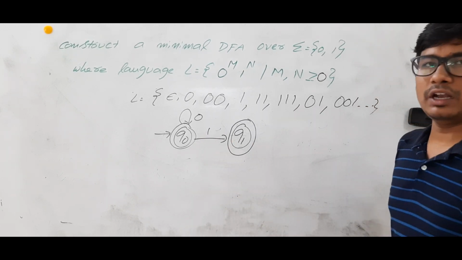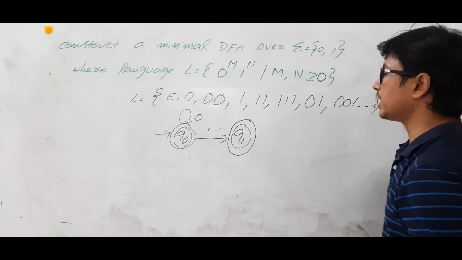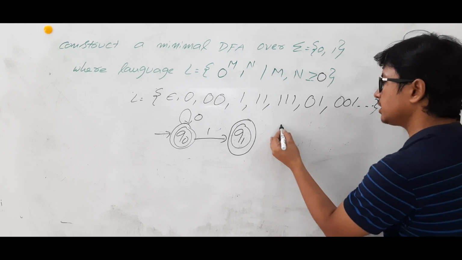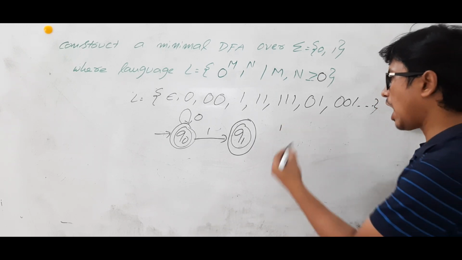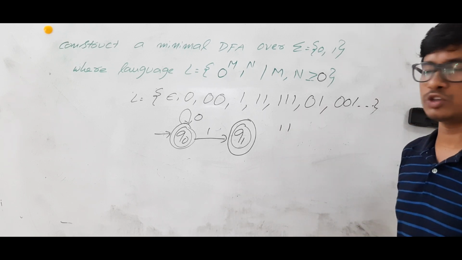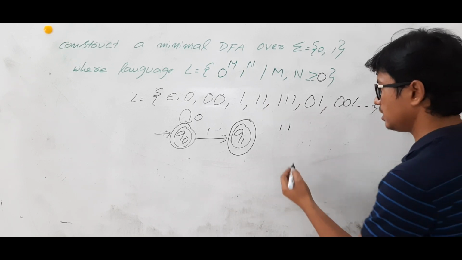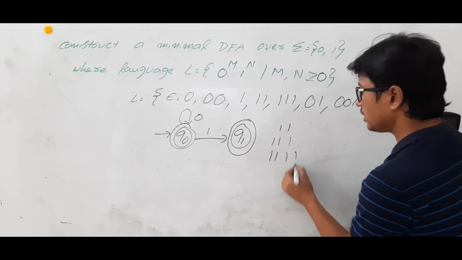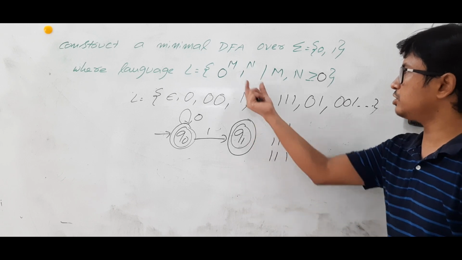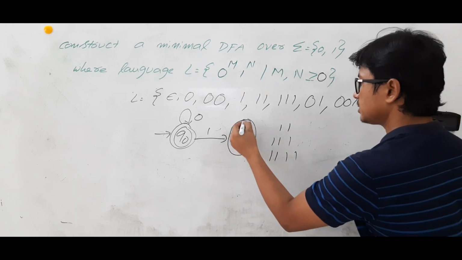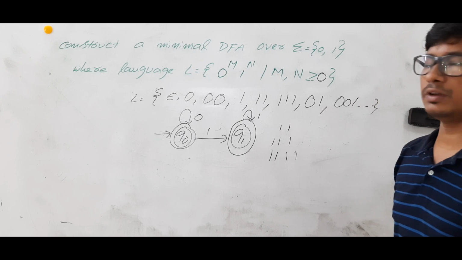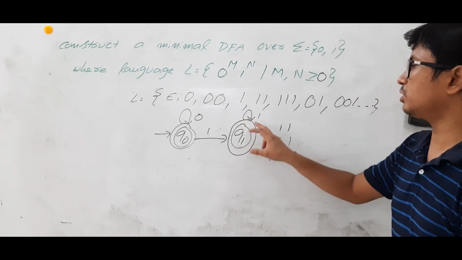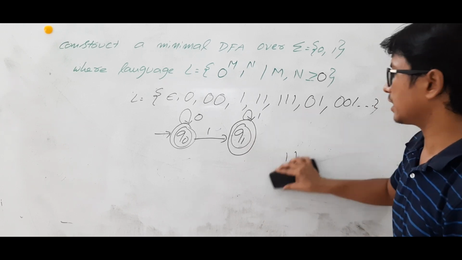On Q1, what will happen on 0 and 1? What about 1? How do you reach Q1? Minimum string is 1, you have checked it. Now after that if you get a 1, still it is possible. 11 belongs to language L. 111 also belongs to language L. All these strings, because the number of zeros can be 0, still belong to language L. So Q1 should go to Q1 on taking the input 1.